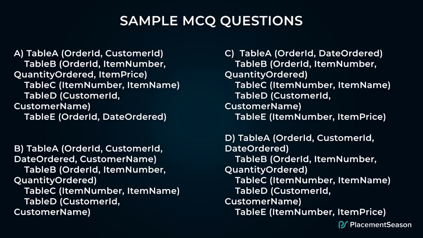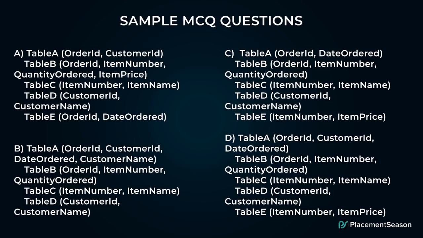Table A, order ID and customer ID. And table B, order ID, item number, quantity ordered, item price. So here if you see both item number and item price are present, that is fine. And for table C, item number and item name. And for table D, customer ID and customer name. And table E, order ID and date ordered.